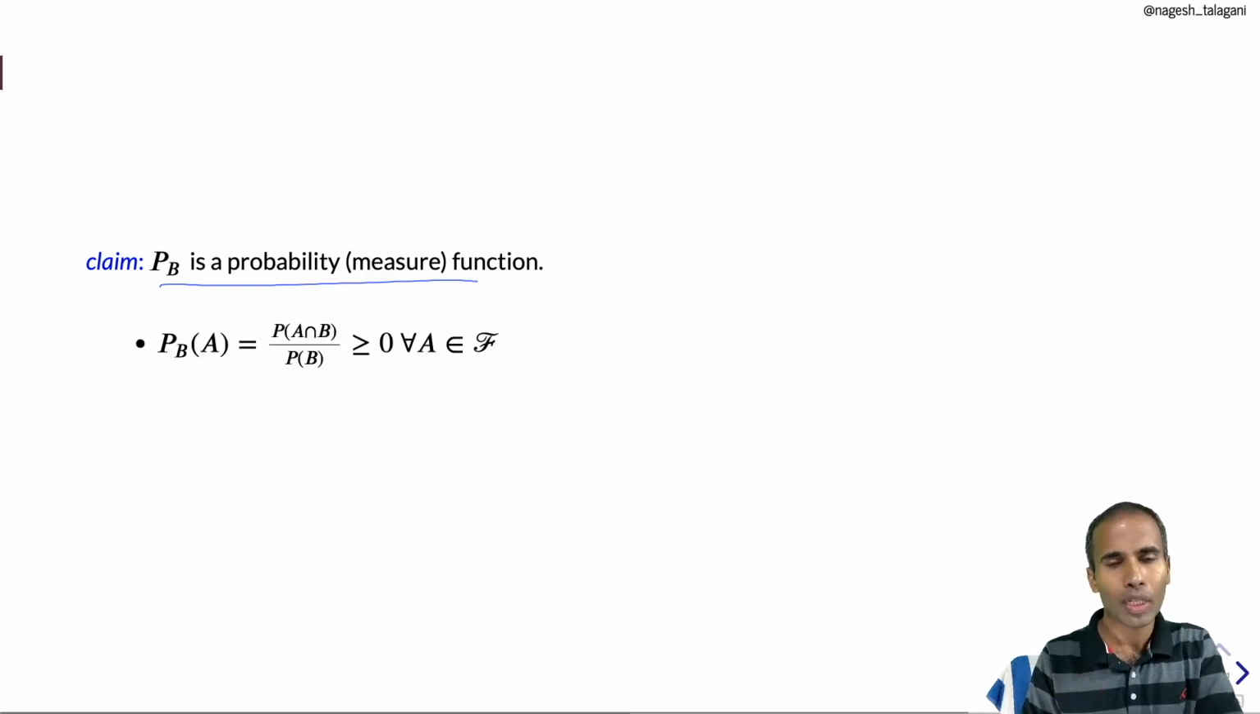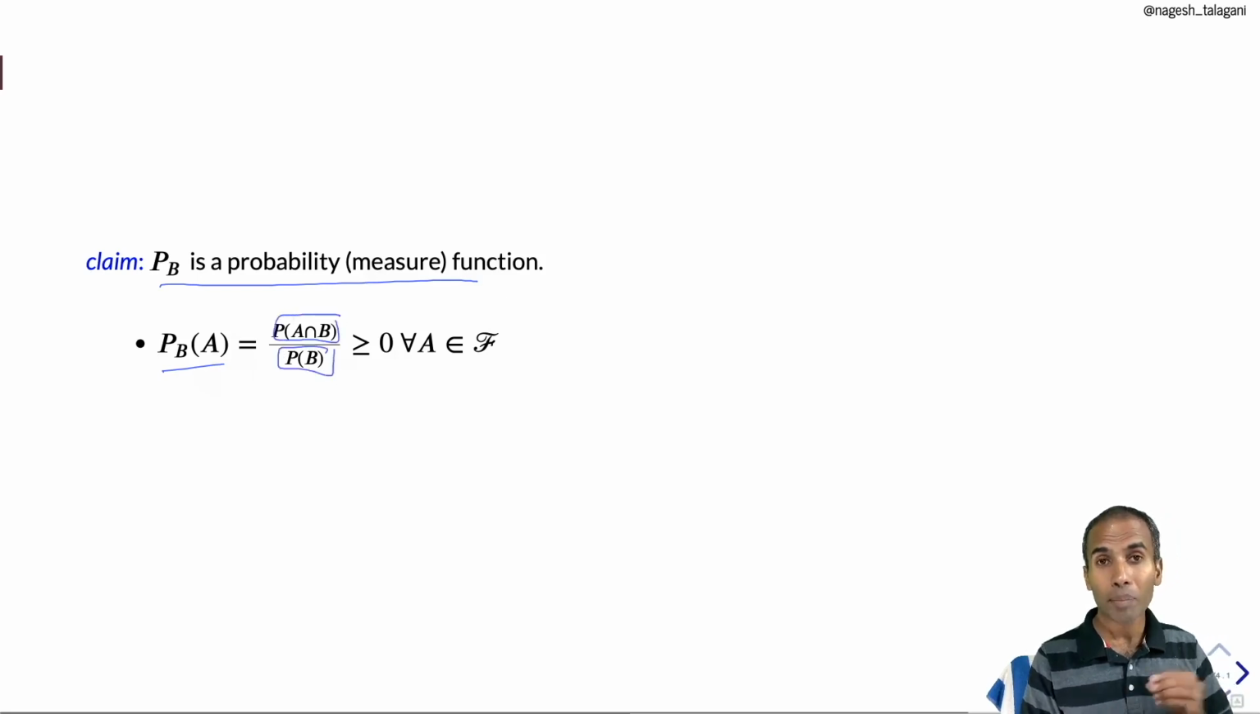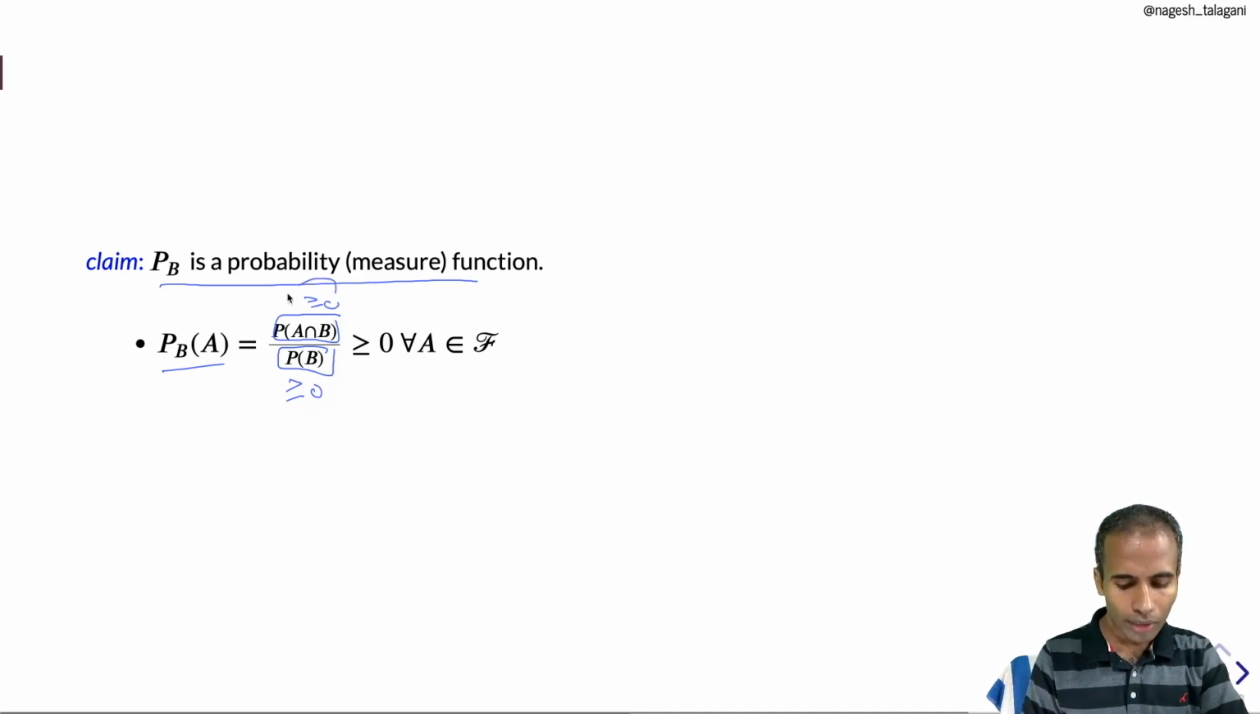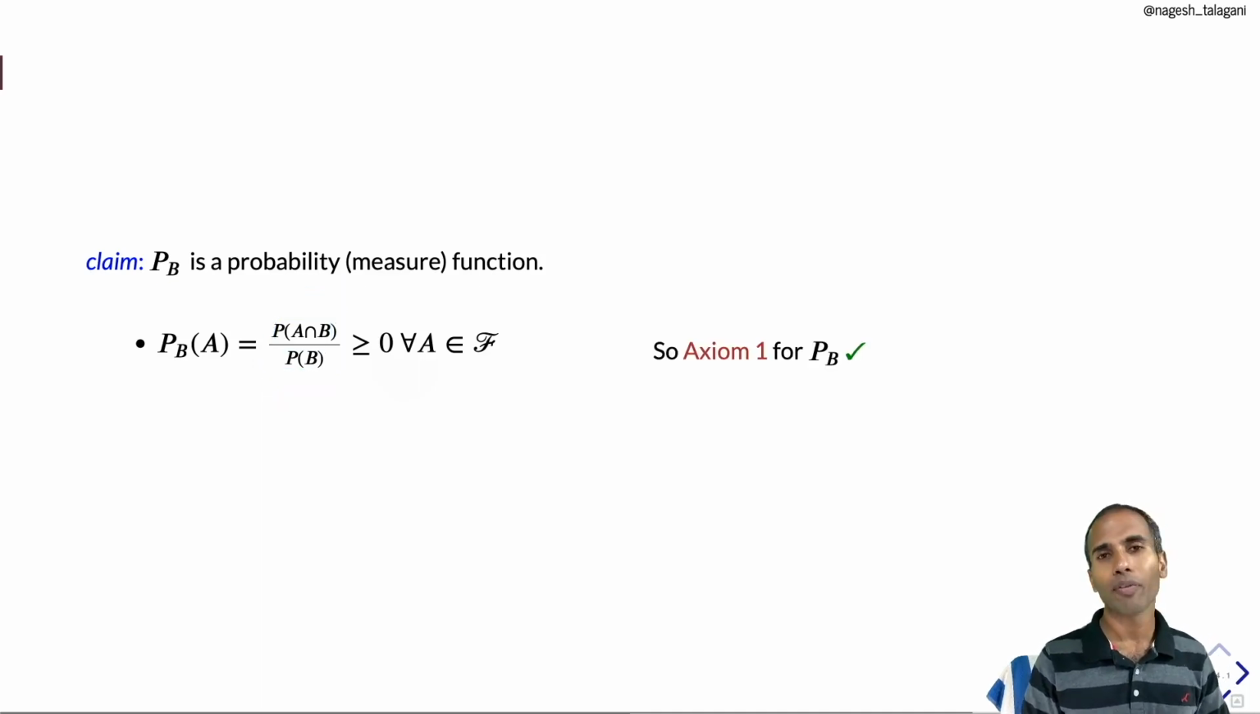First, let us verify axiom 1. For that, we need to show that P_B(A) is non-negative for all A in the event space. Now, P_B(A), according to the updating rule, is P(A ∩ B) / P(B). But P is already a probability measure, right? So the numerator is non-negative, and the denominator is non-negative by axiom 1 for P. So the whole thing is going to be non-negative. So P_B(A) is non-negative for all A in the event space. Therefore, axiom 1 is verified for P_B.